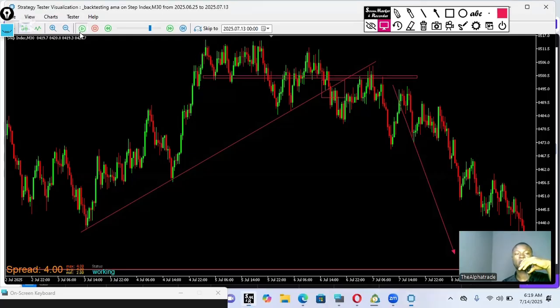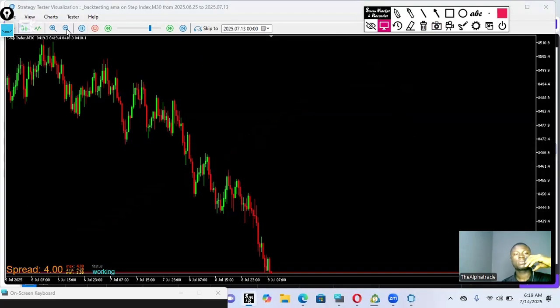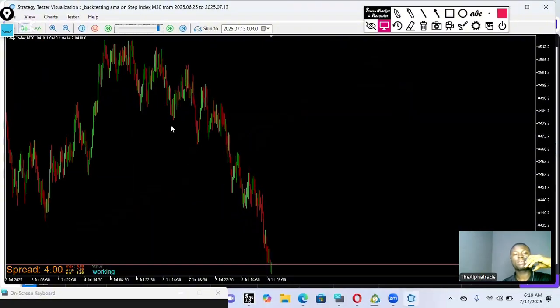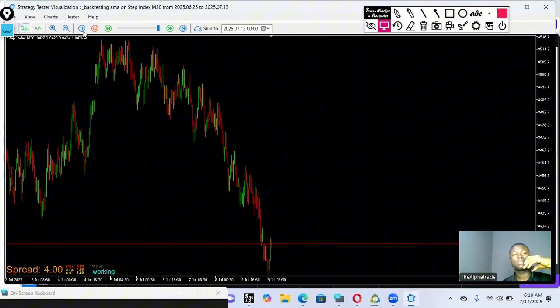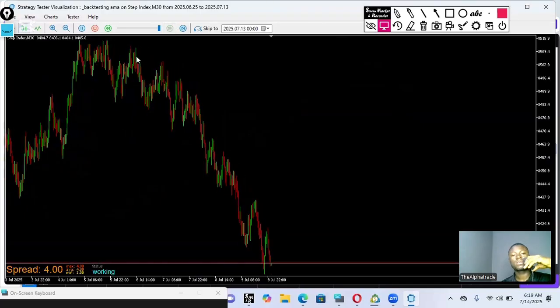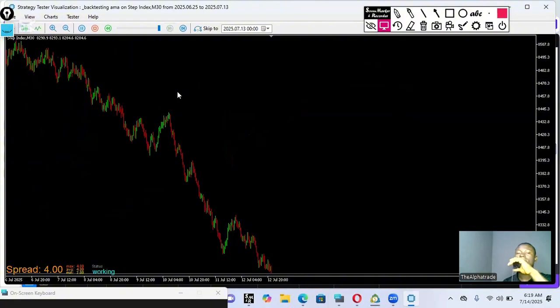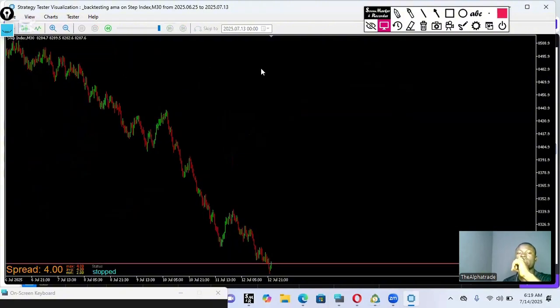Let's keep playing it. We see that the price has really gone our way. Look at it, price dropped so much, and this is it. Amazing. So this is how you could have made a lot of profits just trading Step Index.